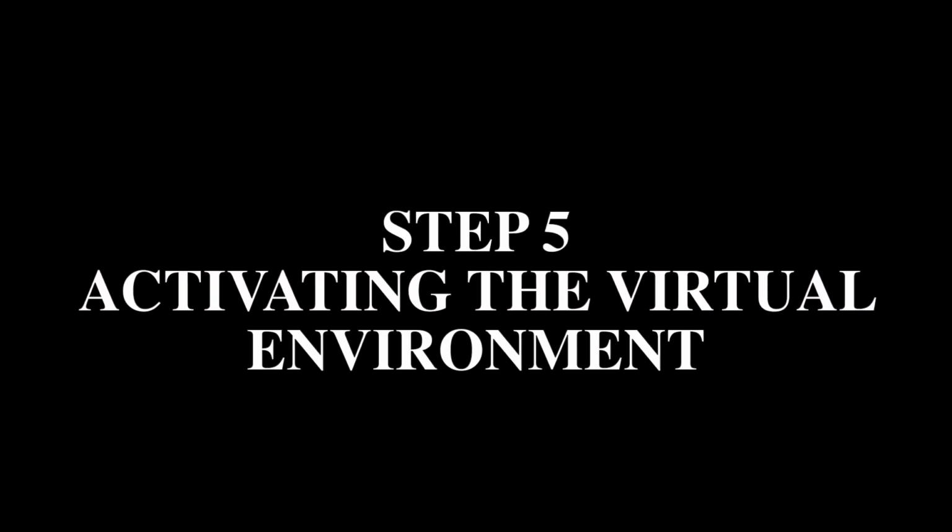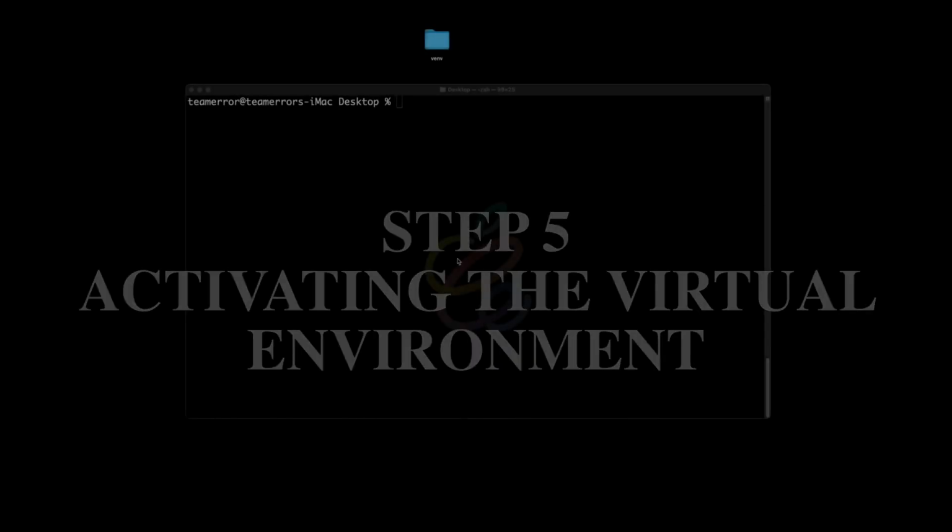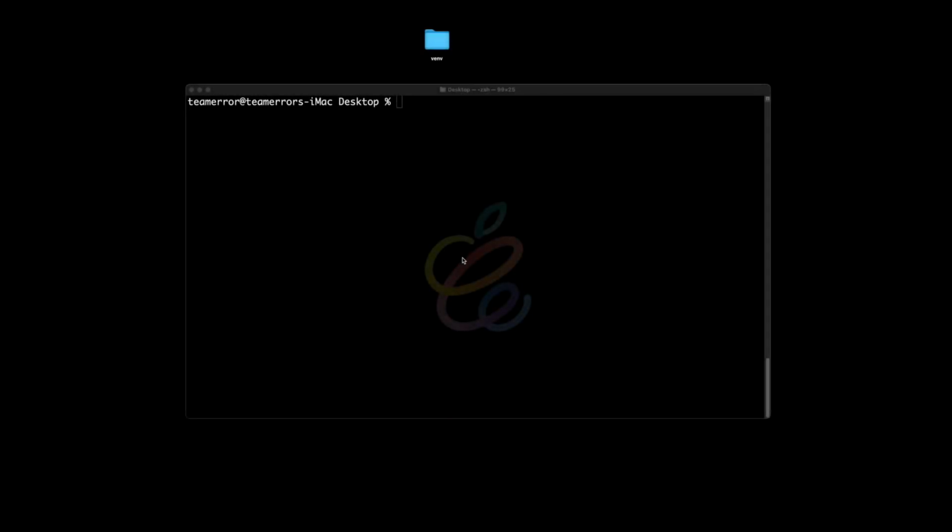Step 5: Activating the virtual environment. To activate the virtual environment, open terminal and type source space venv/bin/activate. You'll notice that your terminal prompt changes, indicating that the virtual environment is active. This means any Python packages you install will be isolated within this environment.